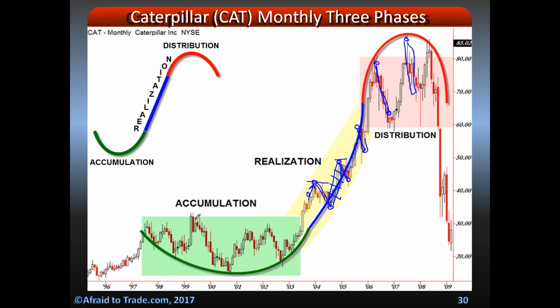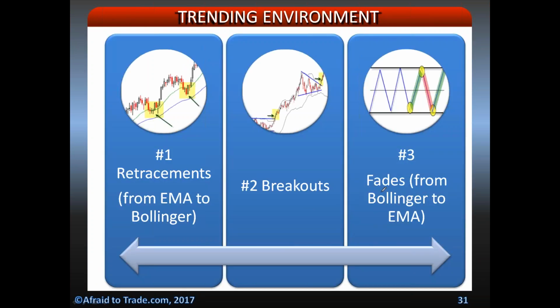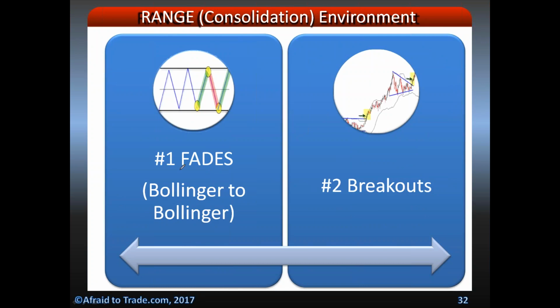So fade trades do well in a range. Again, we're not saying Bollingers, but if they're there. They don't do as well playing into a realization or trending environment, but they certainly have a spot for you to do that. I don't want you to do that, but if you want to, it's there for you. If you're in a range environment, that's where your fades come in. There they are. There's your fades.